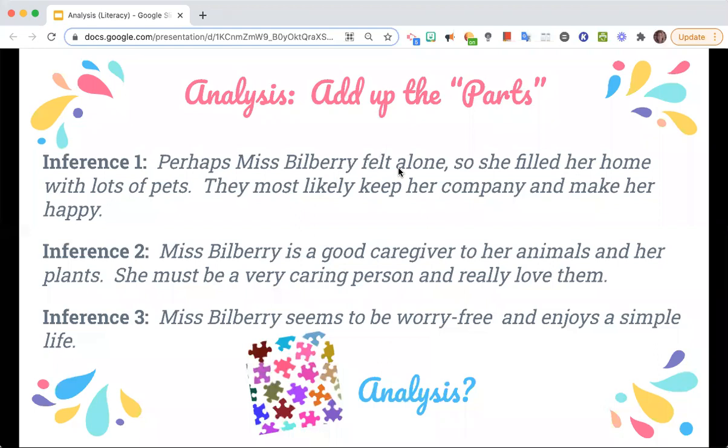So I'm going to give you a minute to write a sentence that could be an analysis of using these 3 parts. How does it add up? I'm going to give you a minute not only to think about this, but also to process what has been shared so far.